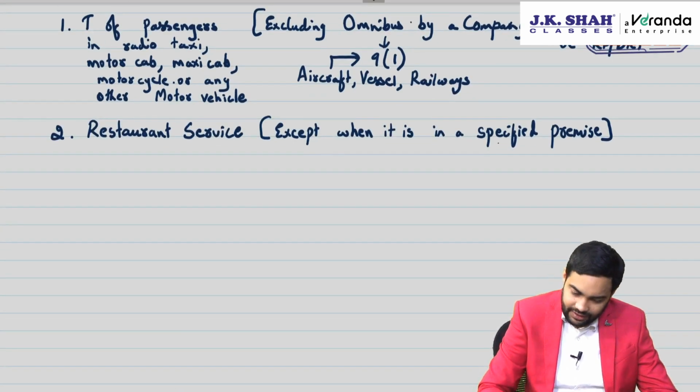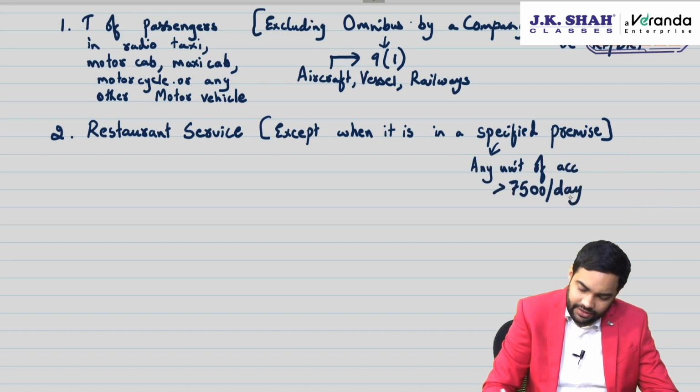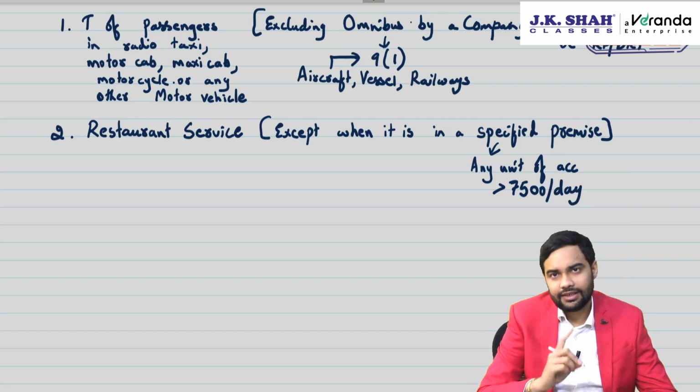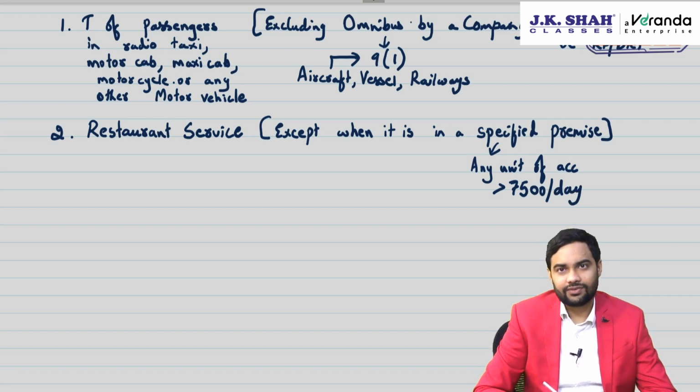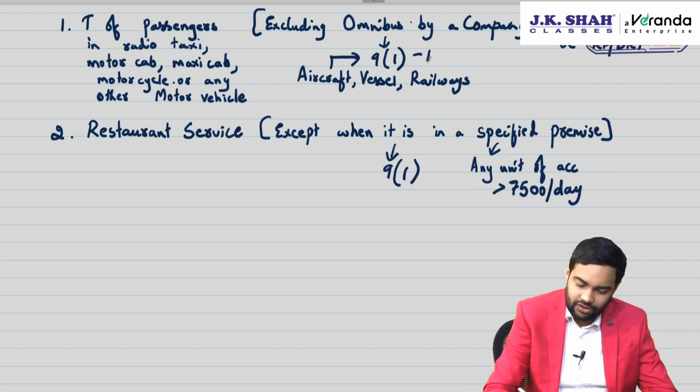Specified premise means a premise which is providing accommodation facility, and any unit of accommodation exceeds 7,500 per day. If even a single room exceeds 7,500 per day, then in that case the restaurant within that will be covered by 9(1) forward charge, and it will not be covered under 9(5).